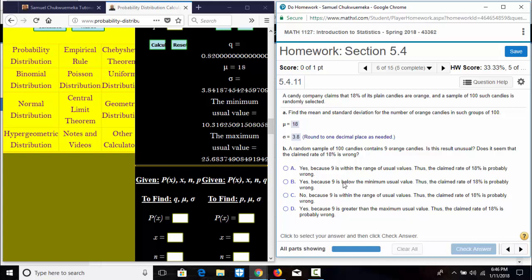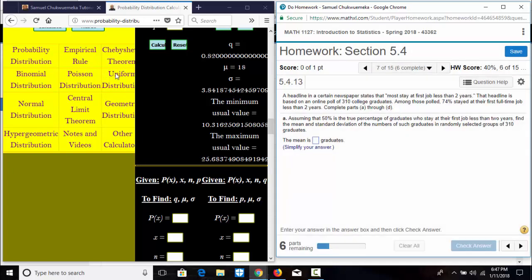So we look at the options. A, yes, because 9 is within the range. No, you eliminate A. B, yes, because 9 is below the minimum usual value. Thus, the claimed rate of 18% is probably wrong. So B is the correct choice. C, 9 is not within the range. No. D, 9 is greater than the maximum value. No. So the answer is B.